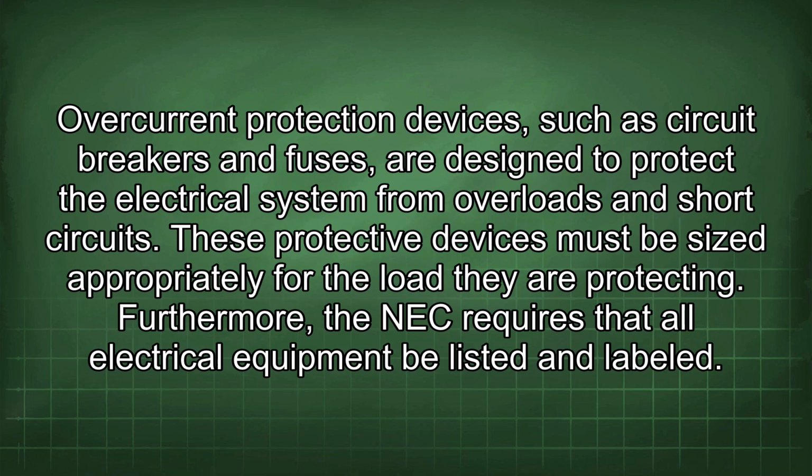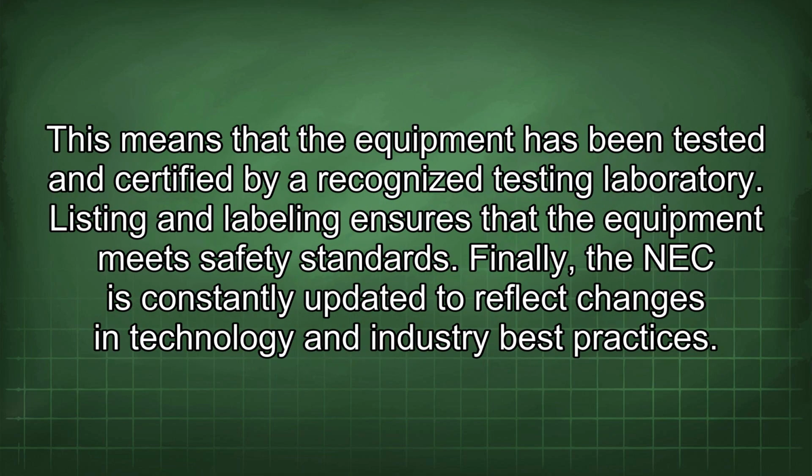Overcurrent protection devices such as circuit breakers and fuses are designed to protect the electrical system from overloads and short circuits. These protective devices must be sized appropriately for the load they are protecting. Furthermore, the NEC requires that all electrical equipment be listed and labeled. This means that the equipment has been tested and certified by a recognized testing laboratory. Listing and labeling ensures that the equipment meets safety standards.